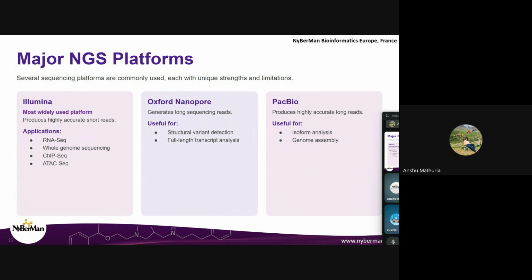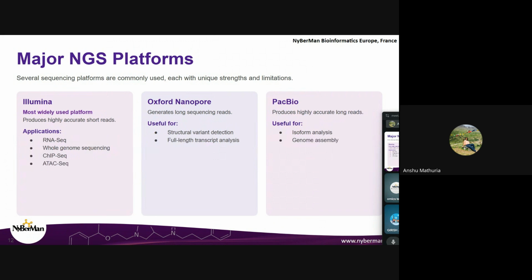Whereas in Oxford Nanopore and PacBio, that 100 base pair sequence, you can get the entire sequence sequenced in one go. So that makes it much more efficient and better, because you can understand the entire integrity. You don't have to assemble, you don't have to do anything, you will get the entire sequence in one go. So that makes it a little more beneficial and useful.